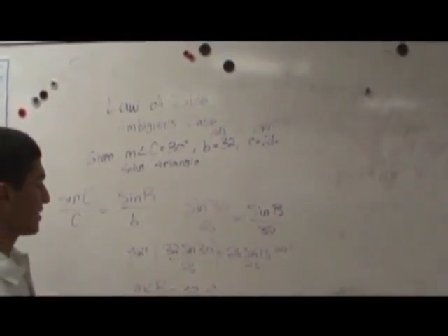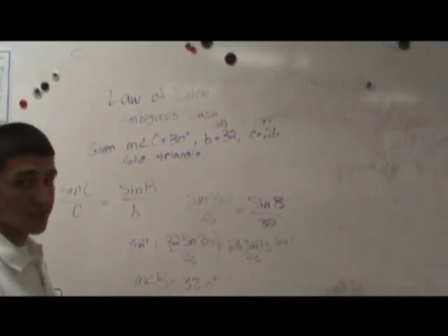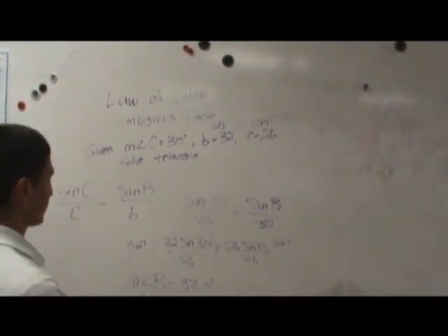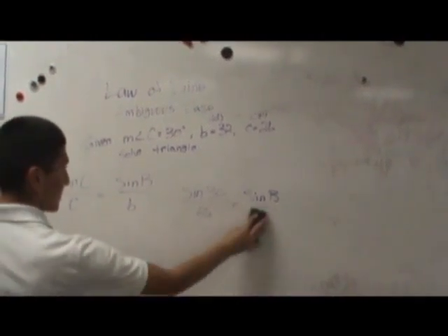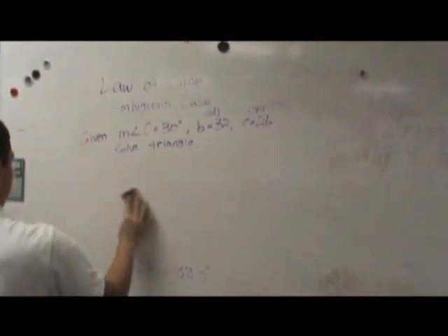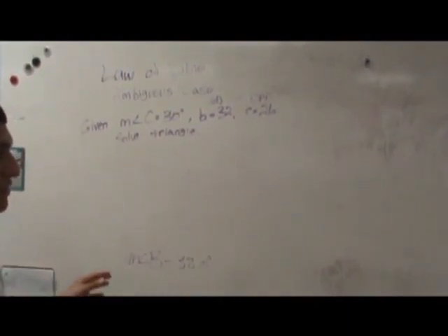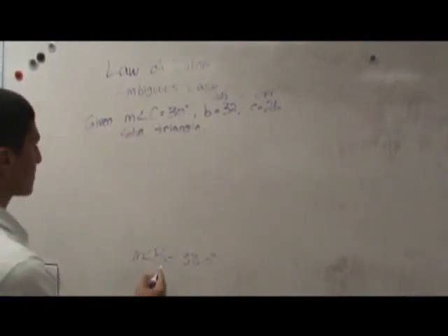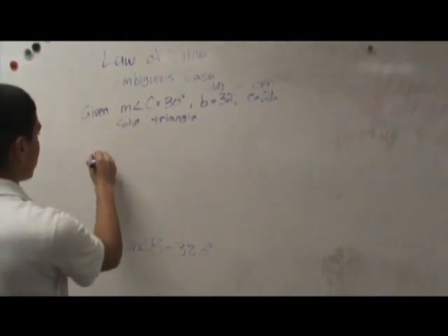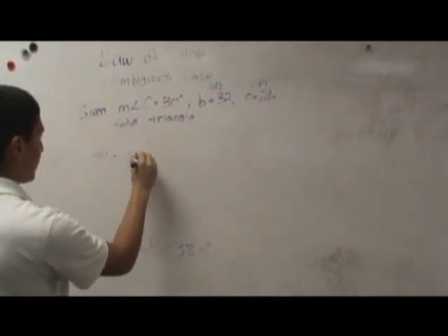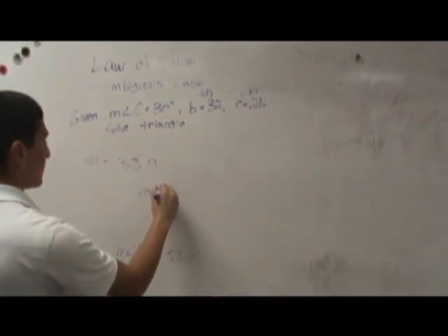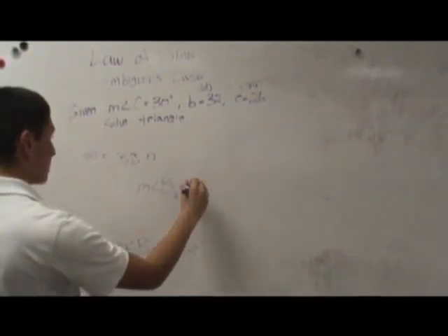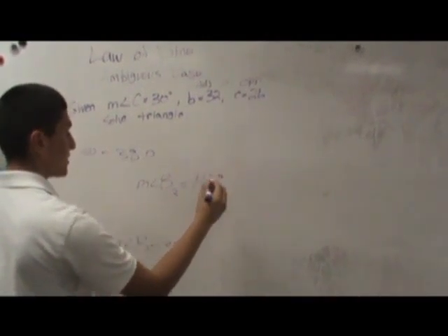Since this is the ambiguous case, there's two solutions to this, so we would have to find the measure of angle B2 for the other triangle. To find the measure of angle B2, you just subtract this from 180. So 180 minus 38.0 equals, so the measure of angle B2 would equal 142 degrees.